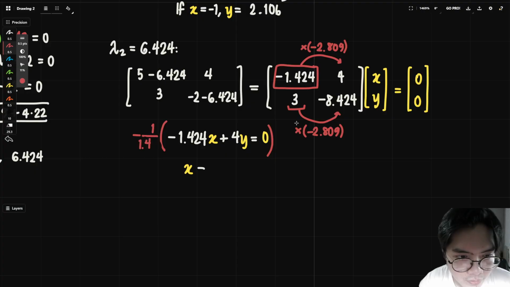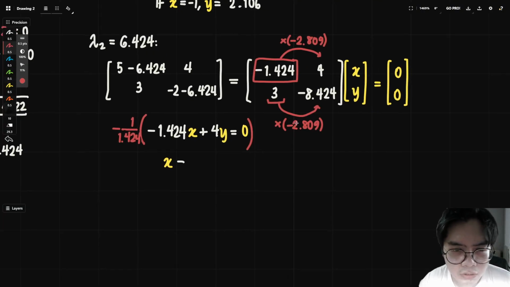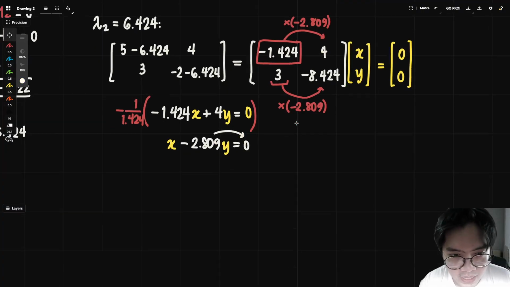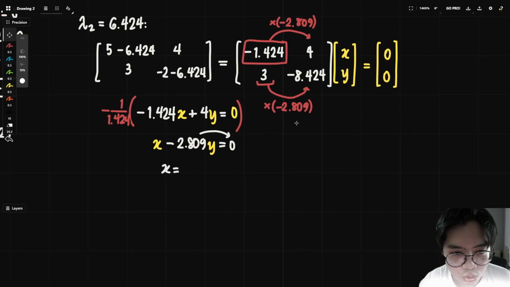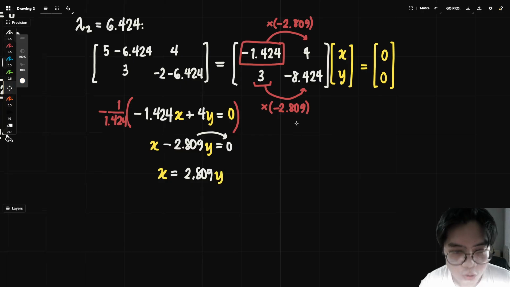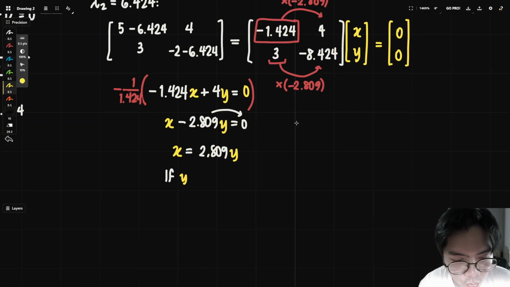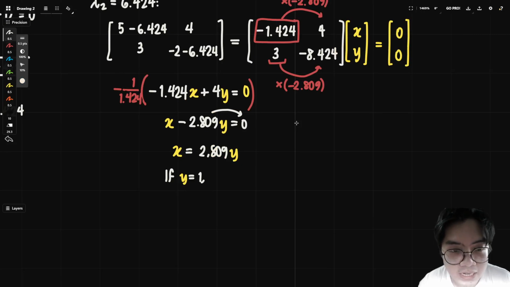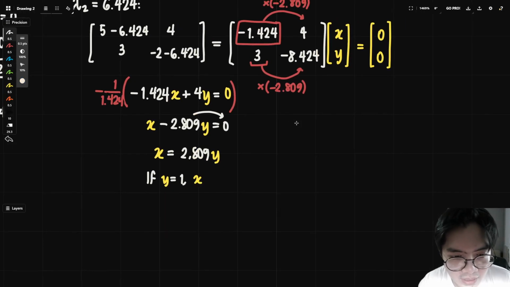1.424. X minus 2.809 is the thing here. Y is equal to 0. Lipat natin sa kabila. You will have x is equal to 2.809y. So now, in this case, if your y is equal to 1, di madali lang yung x. Yung x natin will be 2.809.